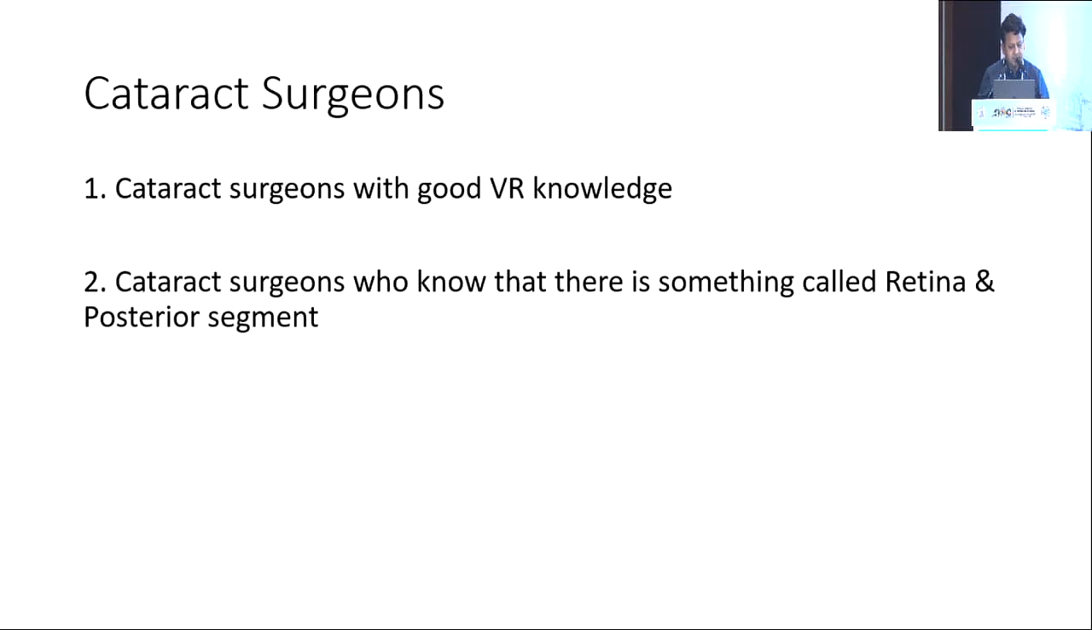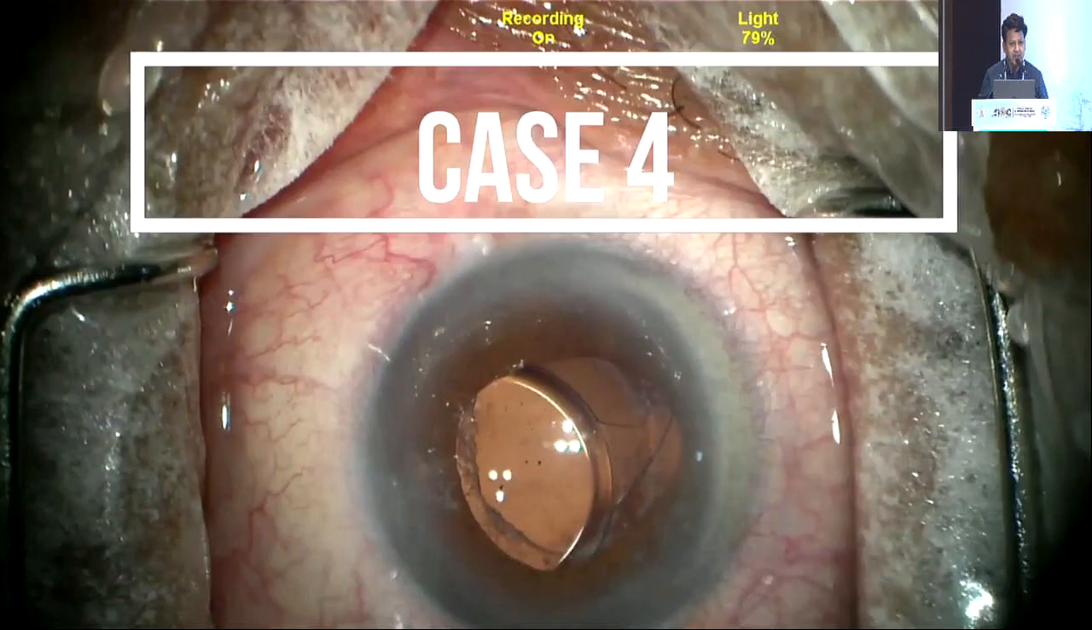So friends, there are three types of cataract surgeons that I believe. The first category is the cataract surgeons with good VR knowledge. They will examine the patients pre-operatively, and they will do a proper fundus examination. The second category is cataract surgeons who know that there is something called retina and posterior segment, and they will have some colleague who will examine the patient pre-operatively and make a good assessment, and I believe that 99% of the cataract surgeons fall in this category. But there's a very little segment of cataract surgeons whom I call phacologists, who just have one thing in mind, that is to do a phaco and put some kind of lens inside the eye.